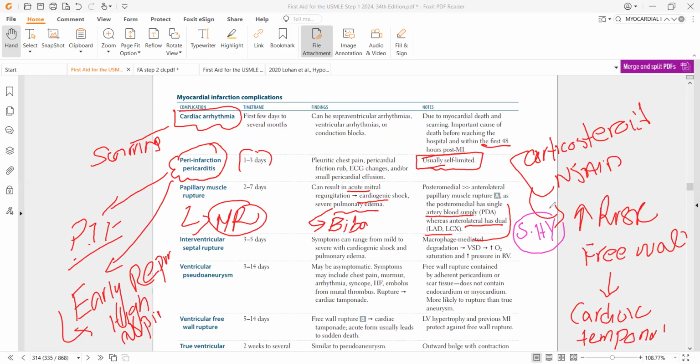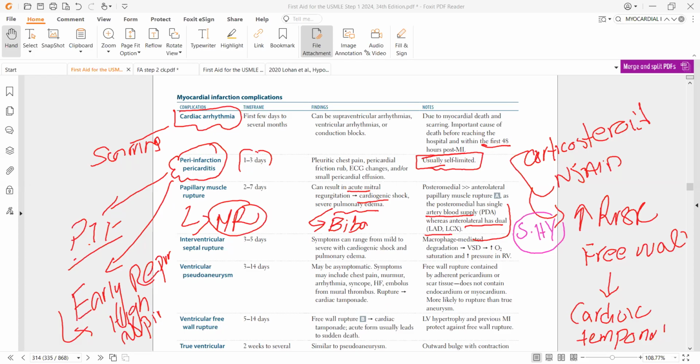So again, the posteromedial has the highest risk. Why? Because the posteromedial has a single arterial blood supply, which is the PDA, right? While the anterolateral has a dual blood supply, left anterior descending and left circumflex. So that's why there is less chance of anterolateral muscle rupture or infarct, while there is increased chance of the posteromedial infarct, because it has a single blood supply.